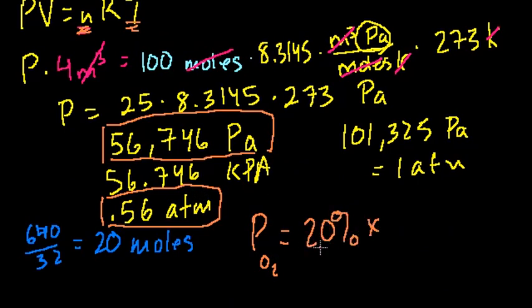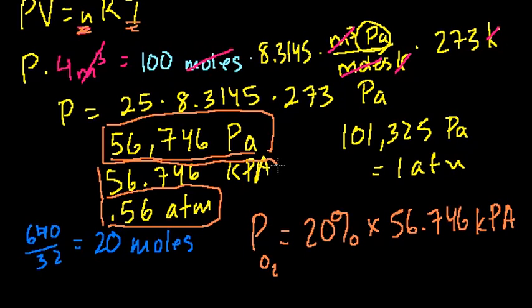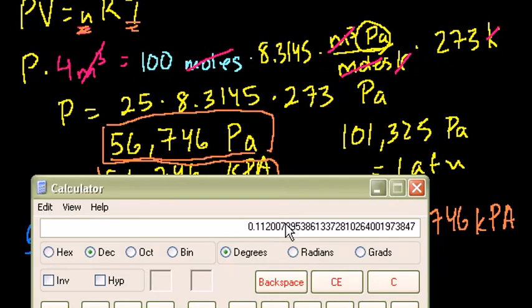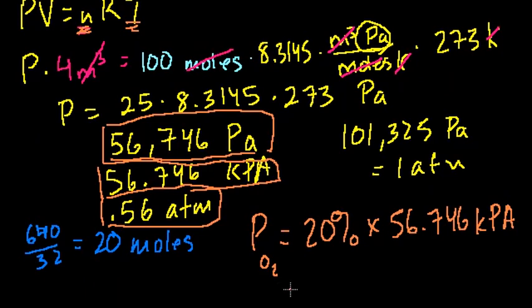20% times 56.746 kilopascals. I just took this pressure measurement. I could have done 20% if I wanted in atmospheres times 0.56 atmospheres. And so the partial pressure of oxygen, well, I already have the 0.56 written there, so times 0.2 is equal to 0.112 atmospheres. It's just 20% of this.